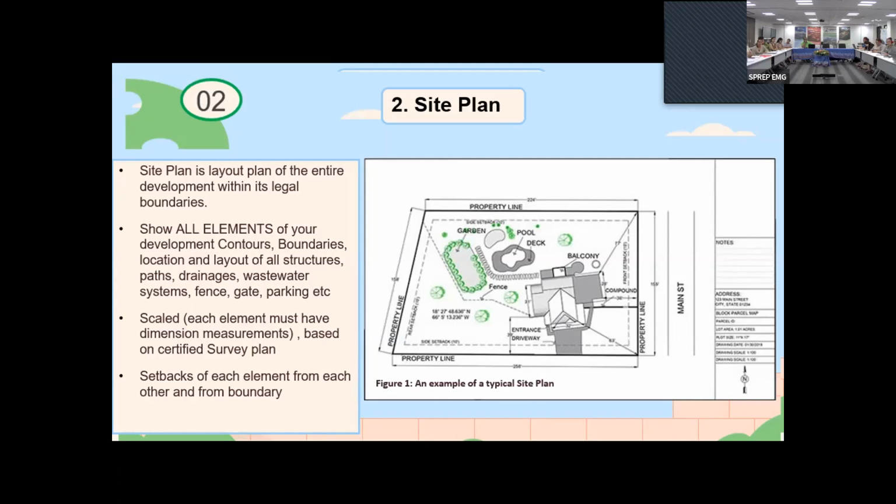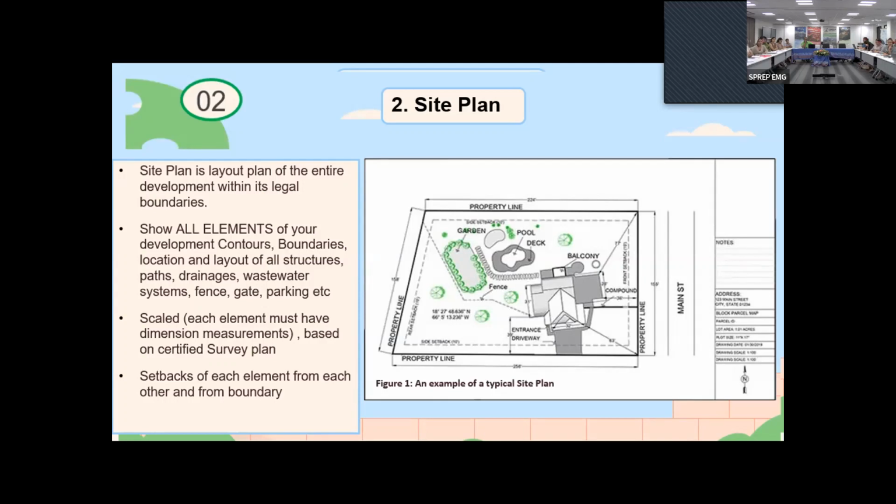And elements can also include things like the boundary line, the layout of all structures like your paths. You must show the drainage pathways, the wastewater systems, septic system locations, basically everything that's included within your development from the beginning to the end must be shown on your site plan.